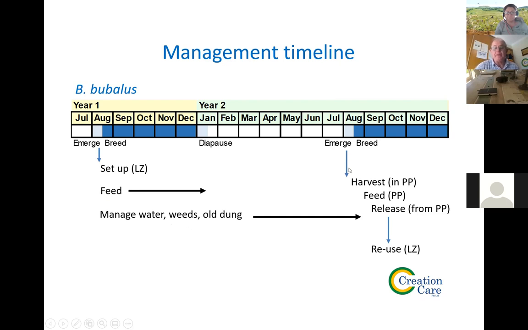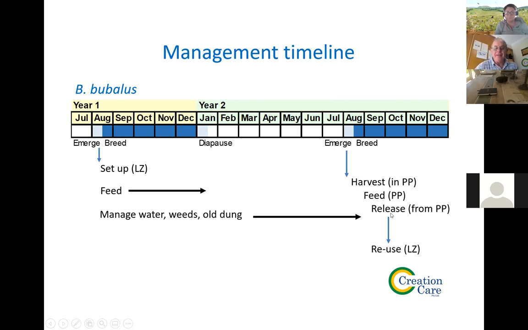Now, when they come out the next year, that's when your PP tent, you don't have to erect that tent until August next year. That's when you'll harvest your beetles, put them in the PP tent, feed them again, and release them. So it's pretty simple. You don't have to think about much for the next few months, and you can review this video when you get to this period and go through the harvesting, feeding, and release strategies.